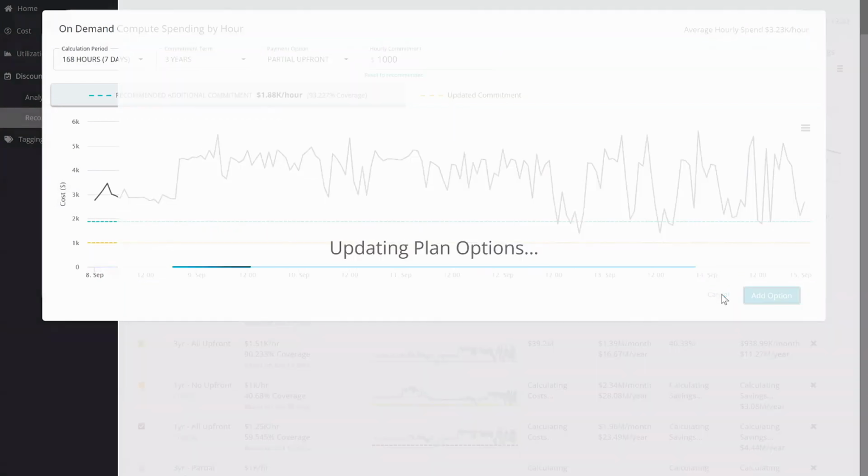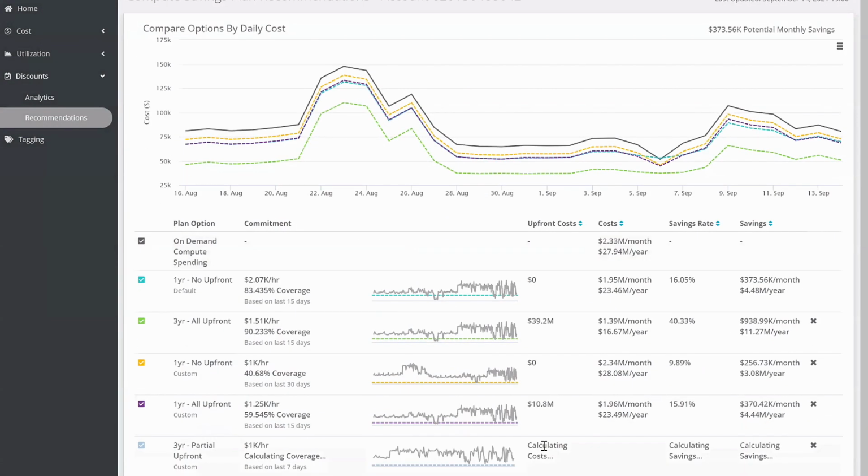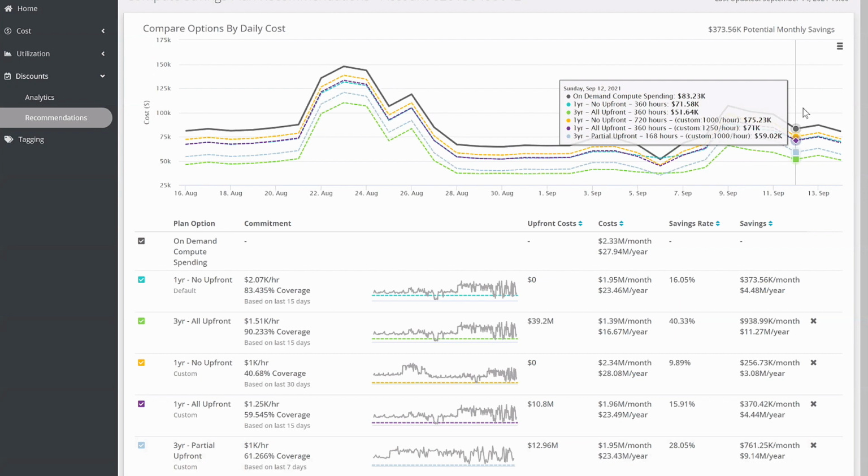As I add this option, this will call off and calculate using a Yotascale Lambda function, and it's going to calculate the potential savings. Now I get an idea of, if I choose this 3-year partial upfront at $1,000 an hour, what's my savings opportunity here? I can now export this and take it to the financial team, use it in some of those meetings to help make a case and show what the trade-offs are.